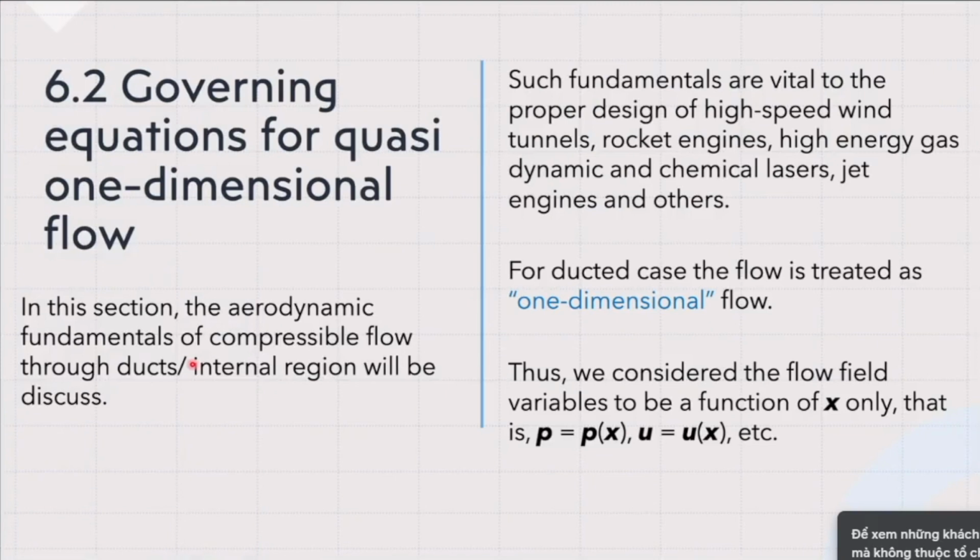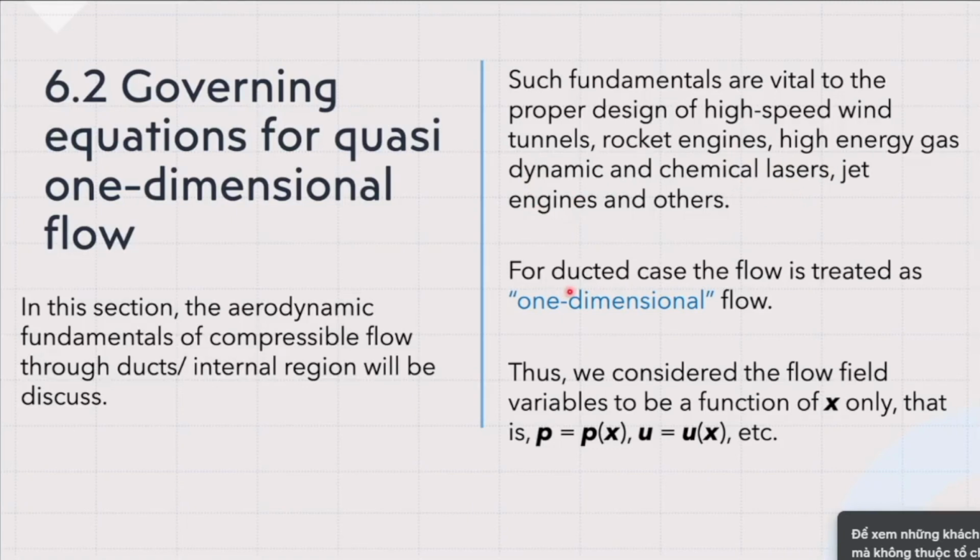When we talk about governing equations for quasi-one-dimensional flow, in this section the aerodynamics of compressible flow through ducts, or internal regions, will be discussed. So we are talking about high-speed flow into a confined space, into a duct or a tunnel. Such fundamentals are vital to the proper design of high-speed wind tunnels, rocket engines, high-energy gas dynamic and chemical lasers, as well as jet engines and others.